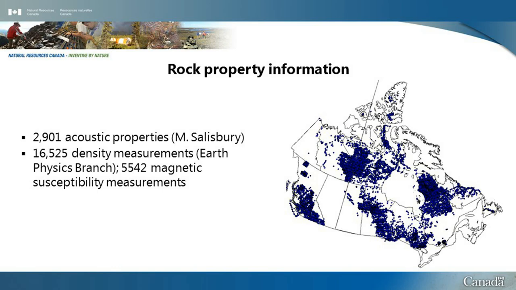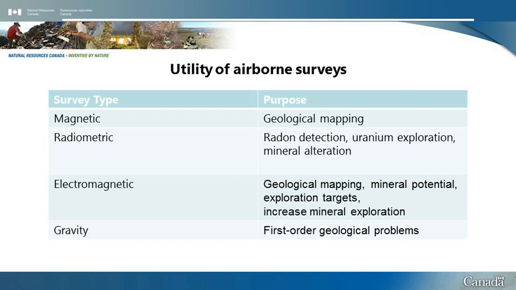Within the Geological Survey of Canada, we use airborne surveys. Magnetics is mostly what we'll use for bedrock mapping projects. The radiometrics will occasionally get flown with the mag for radon detection, uranium exploration, and mineral alteration. I don't believe they've flown a radiometric survey since 2010 in the Thelon Basin. That was the most recent one.